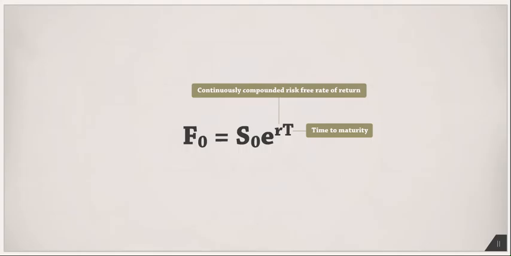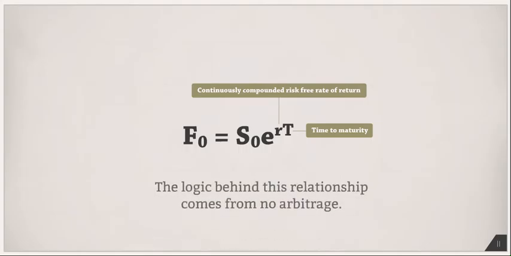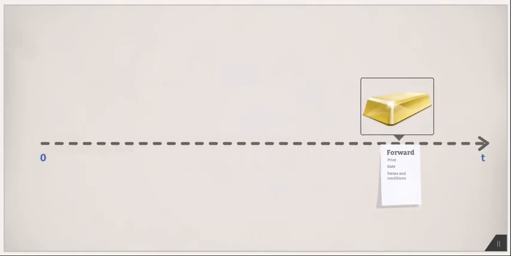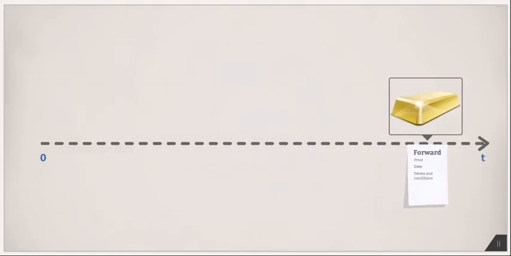The logic behind this relationship comes from no arbitrage. It means that if one wants to have an asset like gold at time T, then there should be no difference between buying the asset today and holding it till that time, or buying a forward contract.